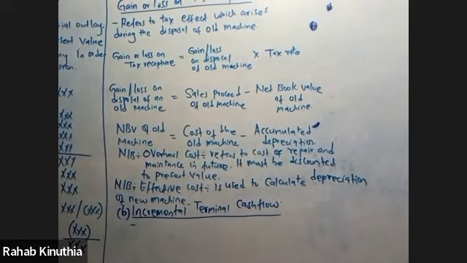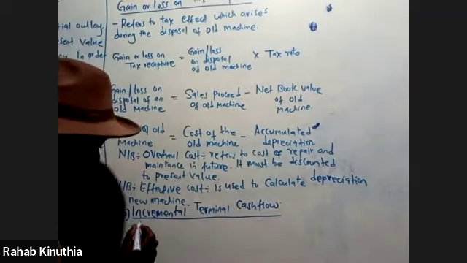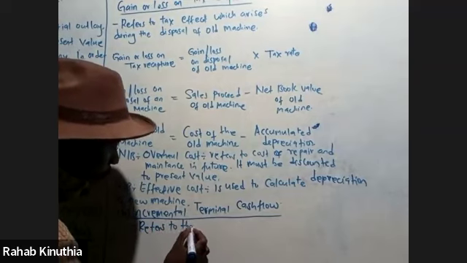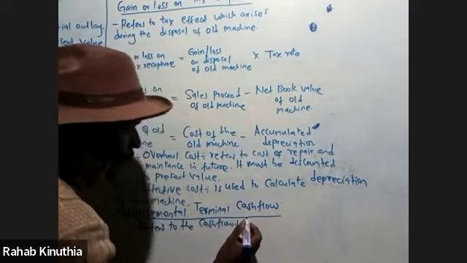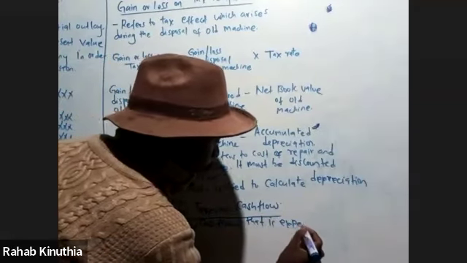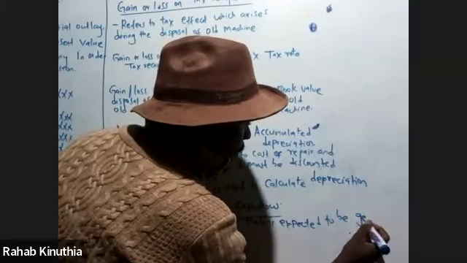So the definition for incremental terminal cash flow refers to the cash flow that is going to be generated at the end of the economic life. The keyword is the word at the end of the economic life. So it refers to the cash flow that is expected to be generated.